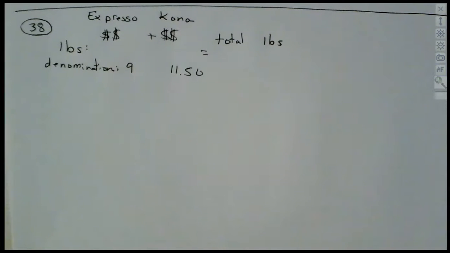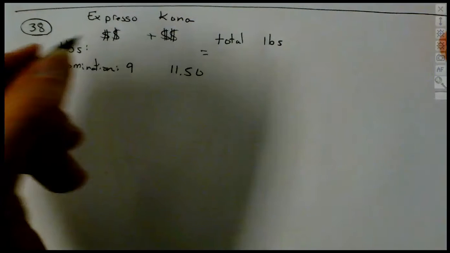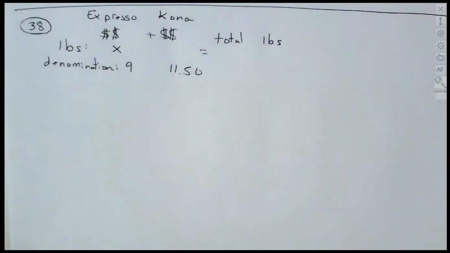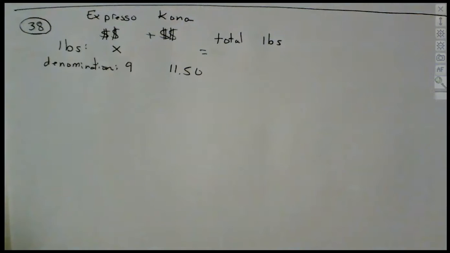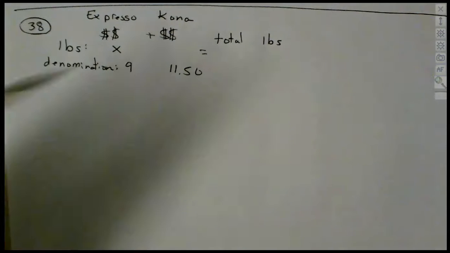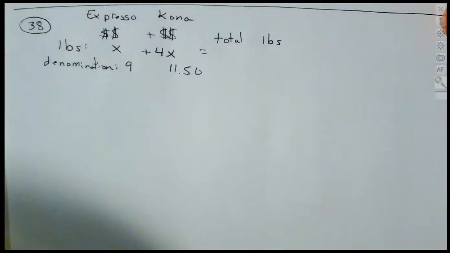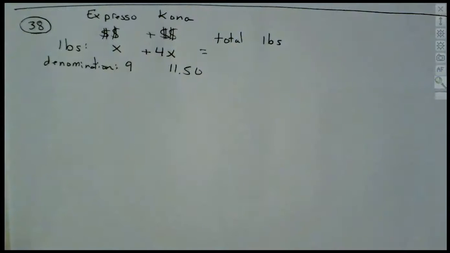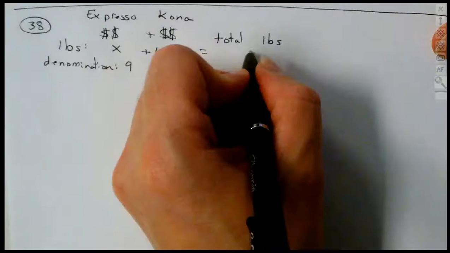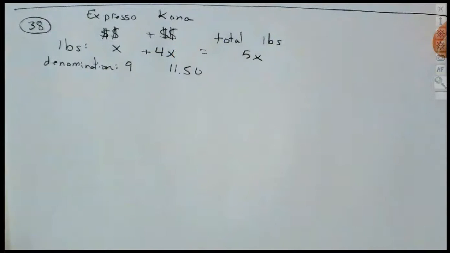So we're going to buy these pounds, and if he wants 4 times as much of the Kona as the Italian espresso, we don't know the number of pounds of Italian espresso. So that's going to be the X there. And the Kona, we want 4 times as much, so that's going to be 4X there. Adding them together, total number of pounds is 5X.